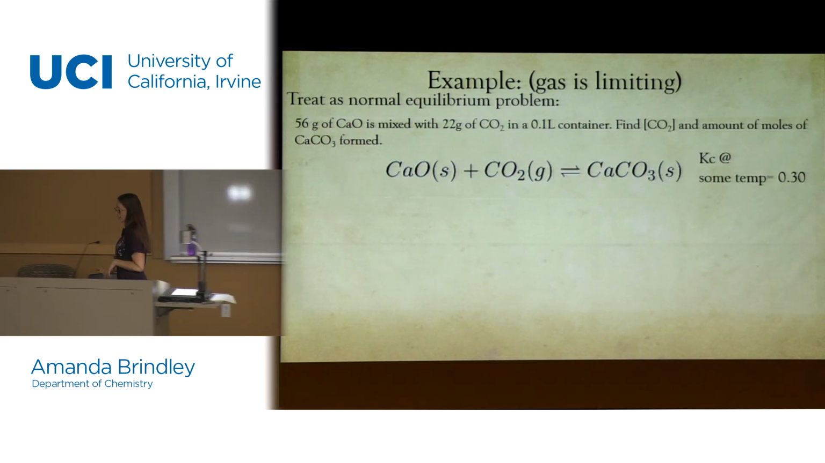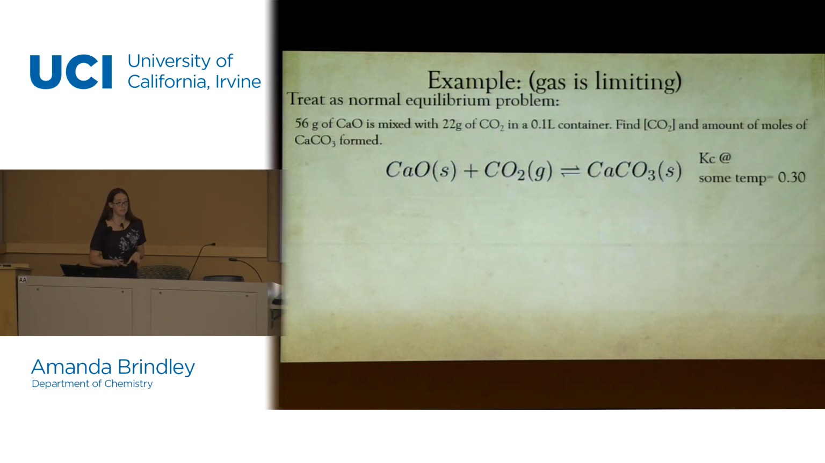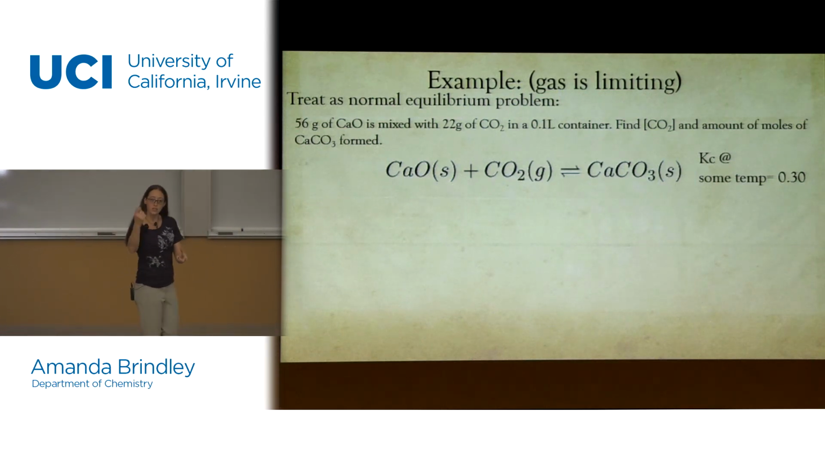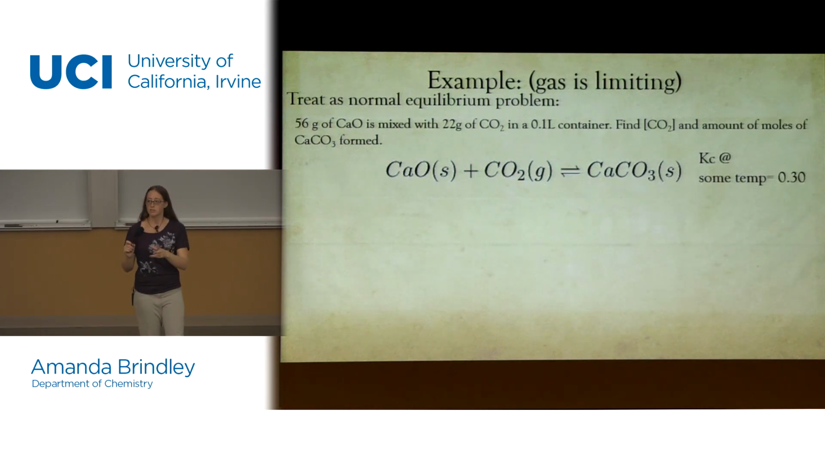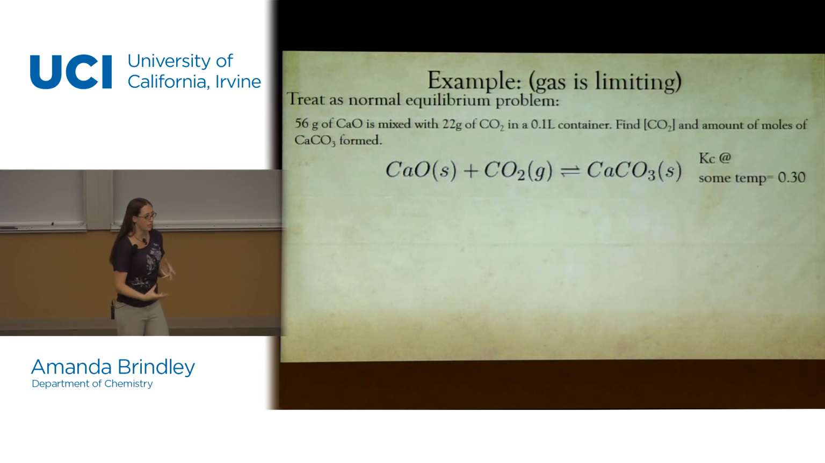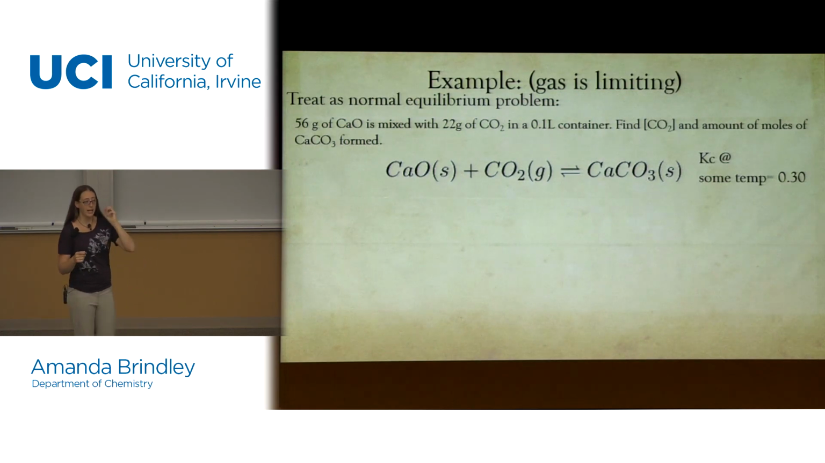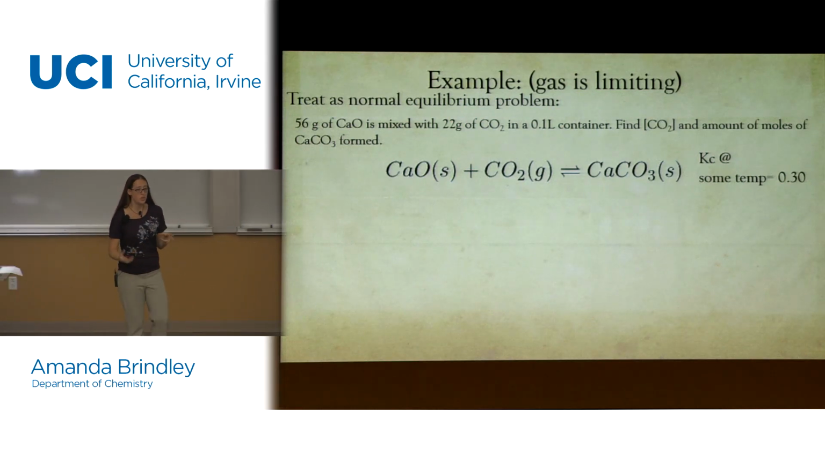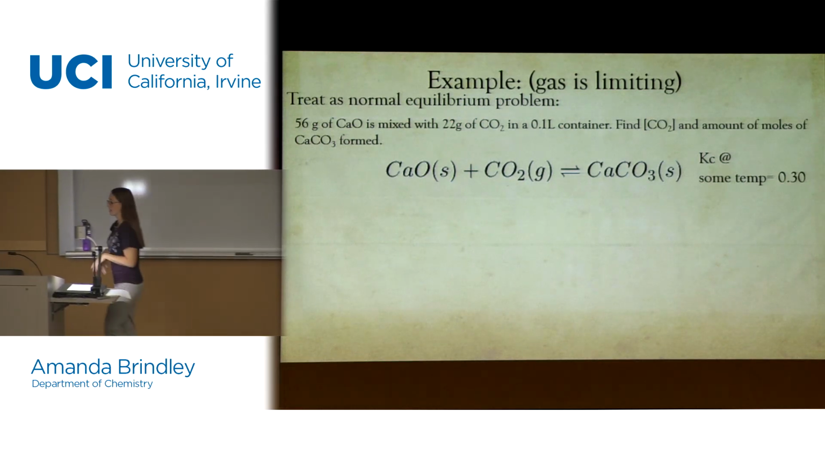So let's first look at what happens if your gas is your limiting reagent. If your gas is your limiting reagent, pretty much nothing changes. You treat it as a normal equilibrium problem. Because what this means is that you're going to have enough of the solid to get up to the point that your Q and your K are equal. Or in other words, you're going to have enough of your solid to react to make sure that you have enough gas to actually reach equilibrium. If you don't have enough, then we'll talk about that next.